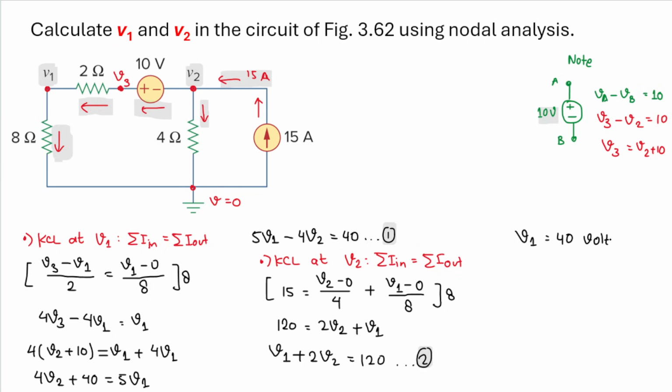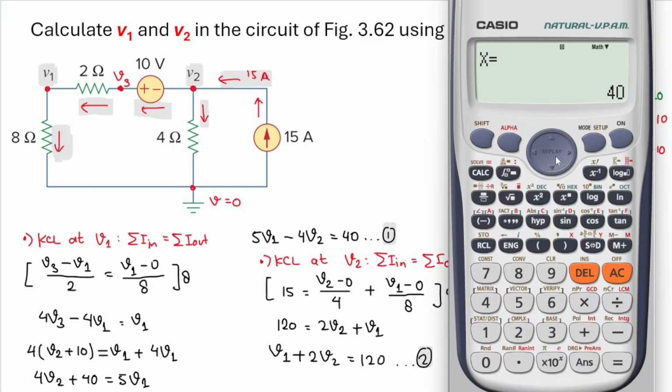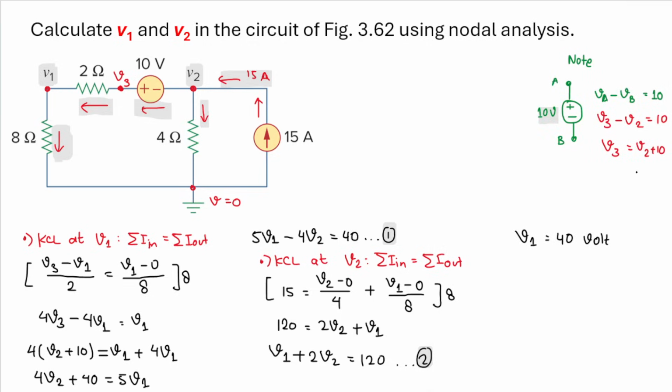And then what is V2? V2 is the Y value there, right? So V2 is also 40 volt. And that is exactly what we need from this problem.